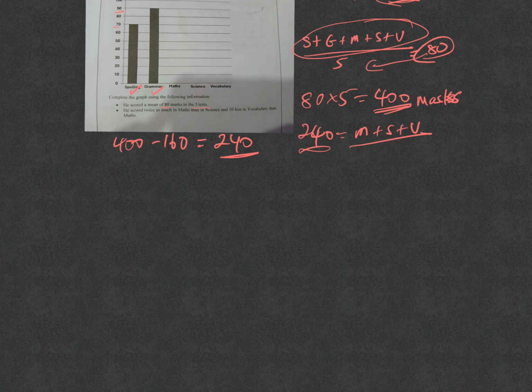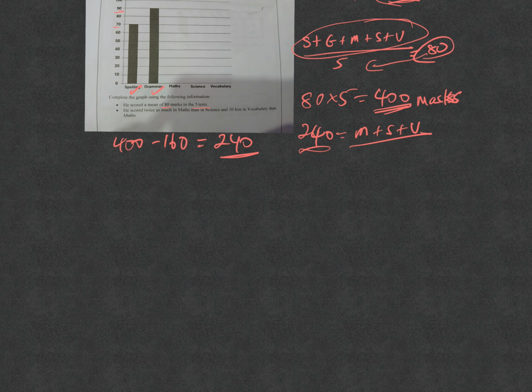Okay, so we have to look at the other piece of information that we have. He scored twice as much in maths than in science and 10 less in vocabulary than maths. Now, I'll show you guys 2 methods. I'm going to do method 1 in this video. And method 1 is similar to algebra. We could use different methods for this. We could use the box method and draw.